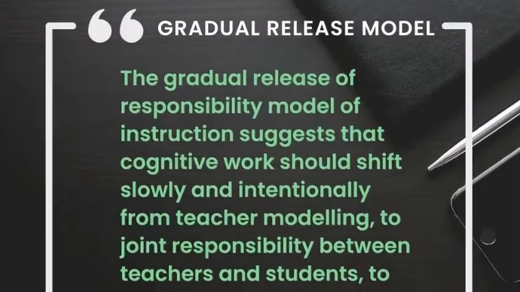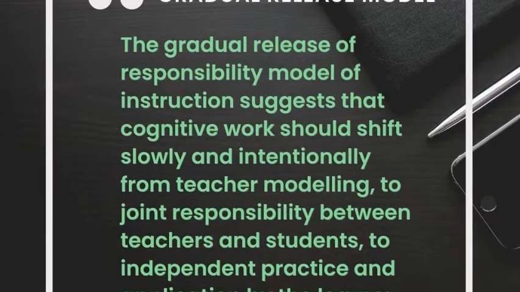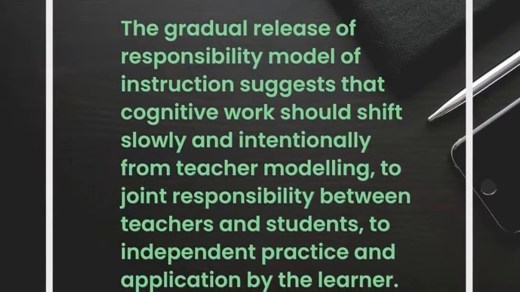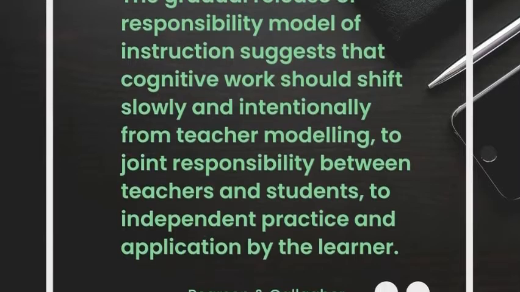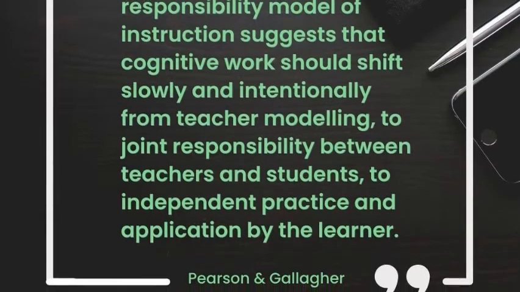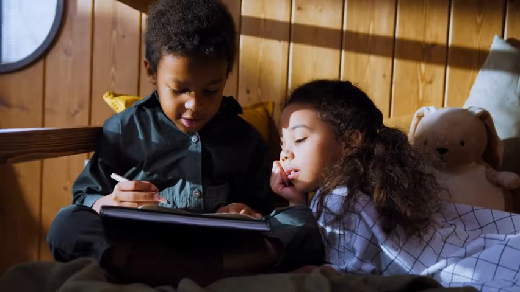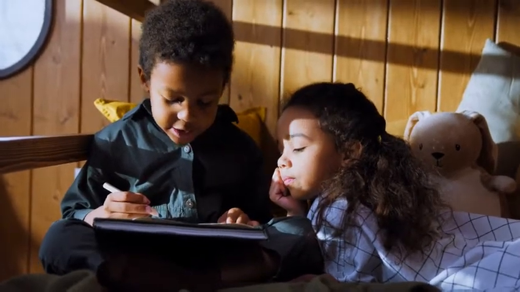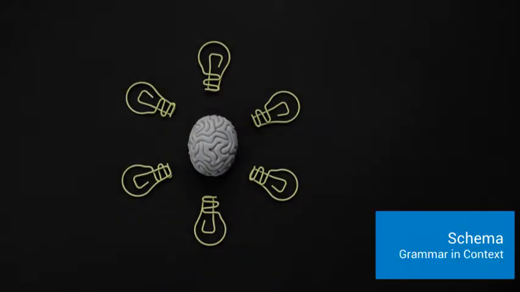The gradual release of responsibility model of instruction suggests that cognitive work should shift slowly and intentionally from educator modeling to joint responsibility between educators and learners to independent practice and application by the learner. If learners are being asked to write a letter to a friend explaining what they will be doing while on a dream vacation, they will need to access sentence structure, grammar in context, as well as target vocabulary.